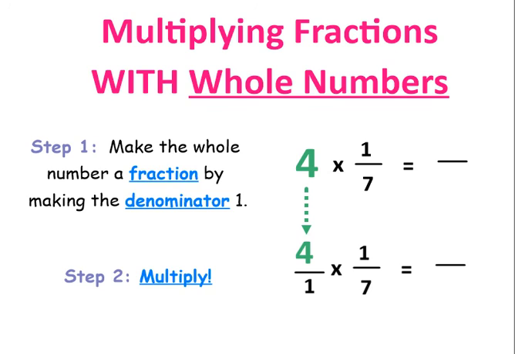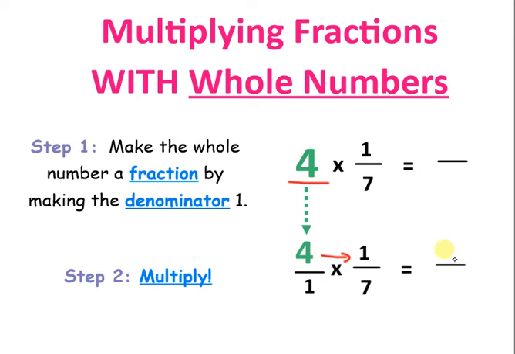Okay? All right. Now, let's take it up just a notch. What happens when I have a whole number times a fraction? Very, very simple process. All we do is when we have 4 times 1/7, we take that whole number, we put a fraction bar under it, and we put a 1 on the bottom, and we multiply as normal.